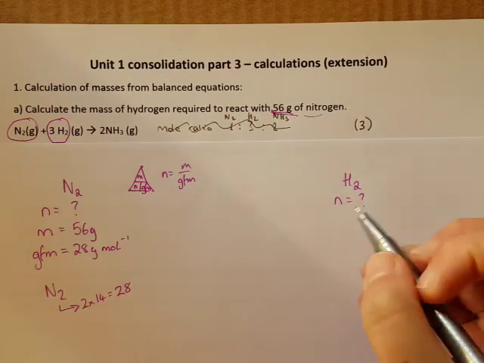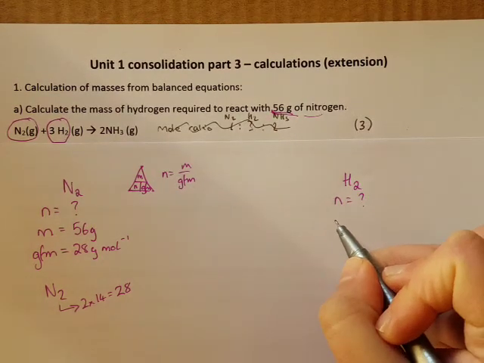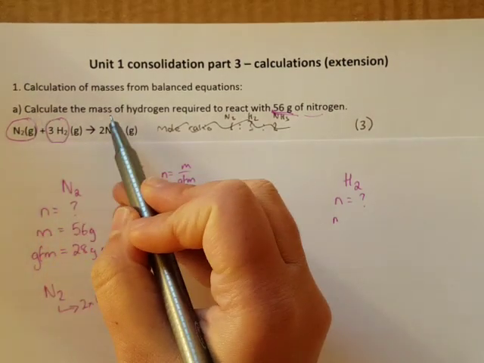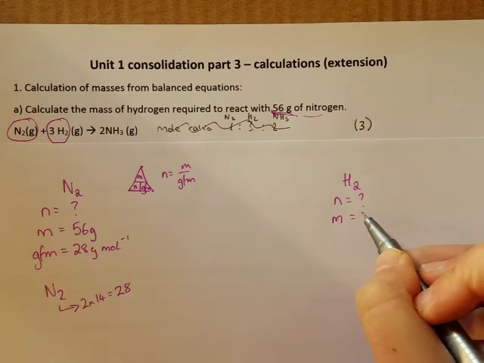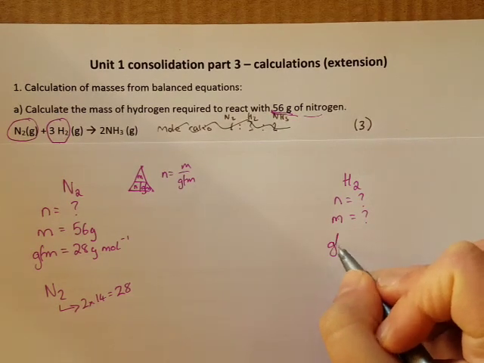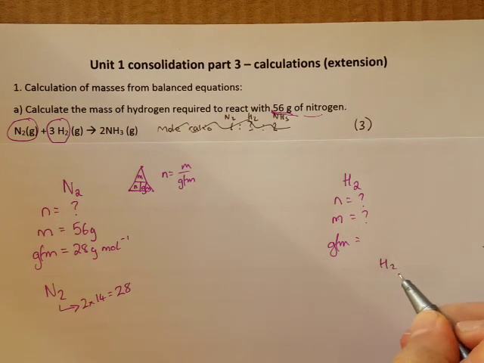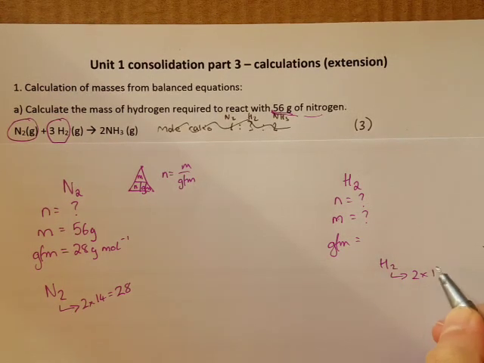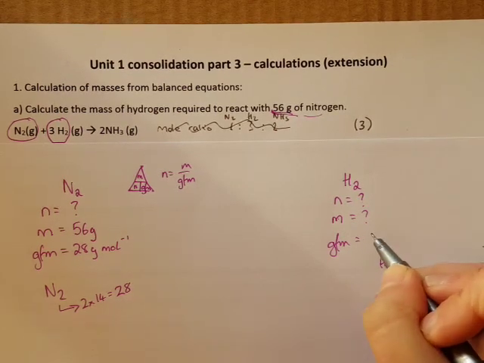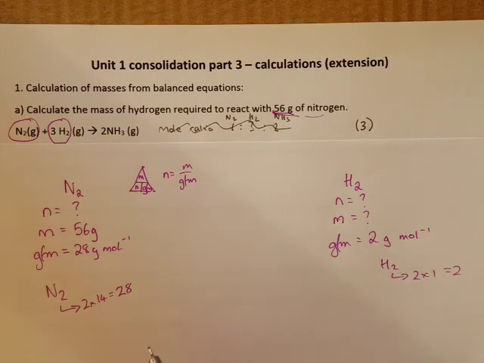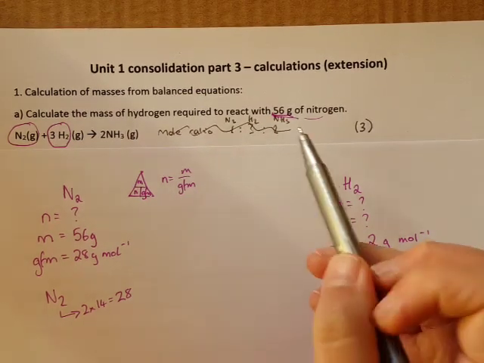Okay. For hydrogen, we don't know the number of moles. It's asking us to calculate the mass though, so I'm going to put a little m here. We don't know that either at the moment. The GFM is something that we can work out though. So our GFM for hydrogen, 2 times 1, which is the relative atomic mass of hydrogen, is 2 grams per mole.